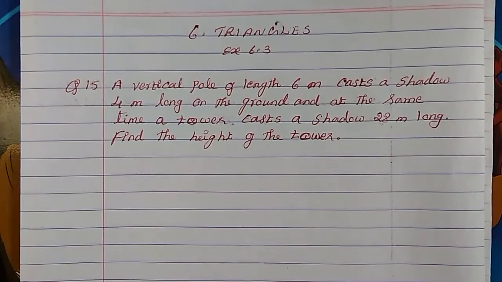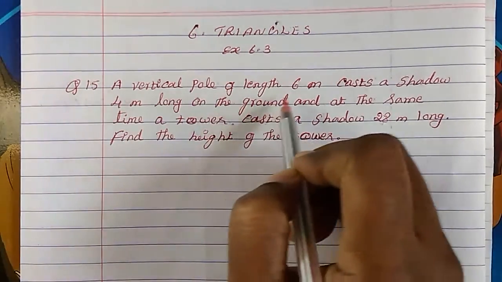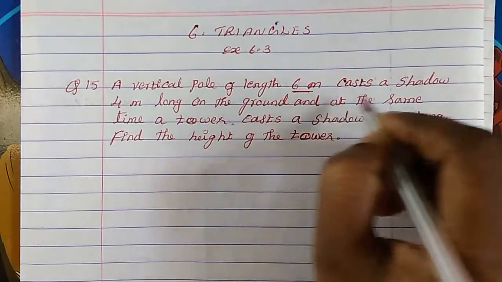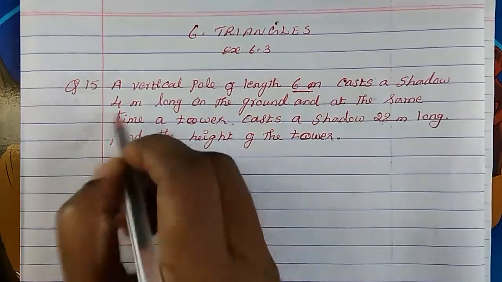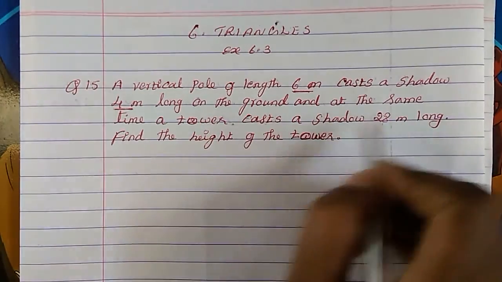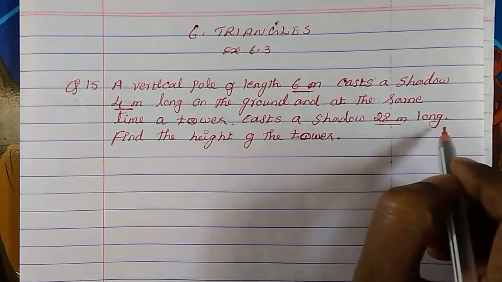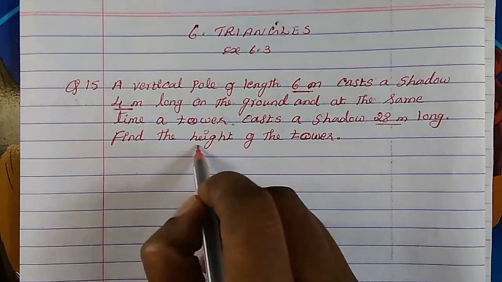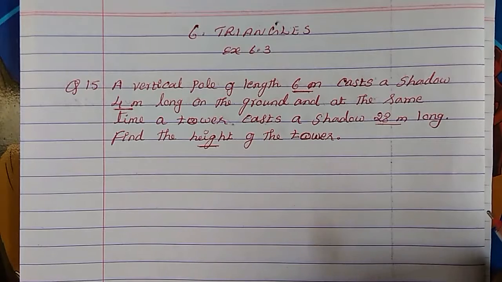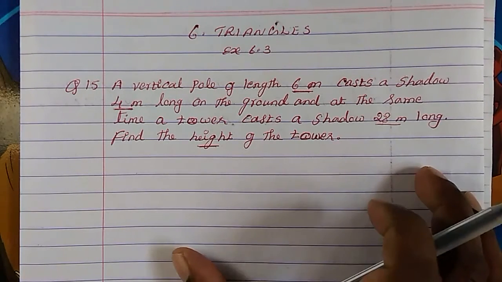Today we are going to study chapter 6 triangles, exercise 6.3, question 15. A vertical pole of length 6 meter cast a shadow 4 meter long on the ground, and at the same time a tower cast a shadow 28 meter long. Find the height of the tower. It's very easy. First let us try to draw the figure.